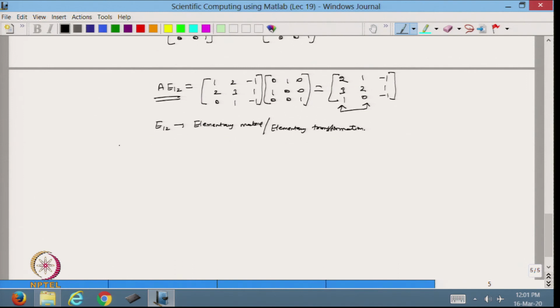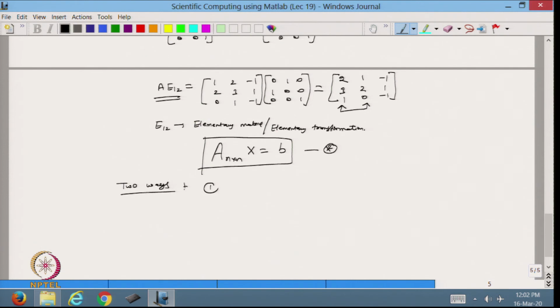So, now we start with our main syllabus. From now onward we have a system A x = b, where A is n cross n, and we want to solve this system. Let us write this system as A star. Now, there are two ways to solve this system.